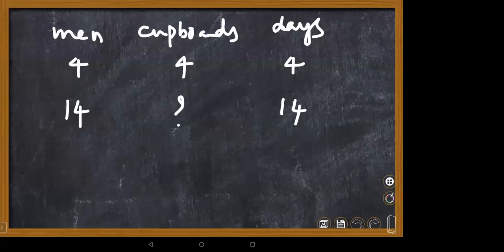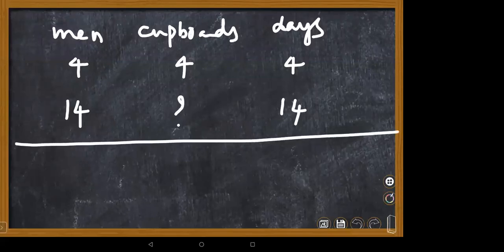Ma'am, if we take it in the formula, then we can write it as 4 by 14 is equal to 4 by x. Same thing, children. In 4 days, 4 men, how many cupboards are they making? Same as before, what we did, the same procedure.